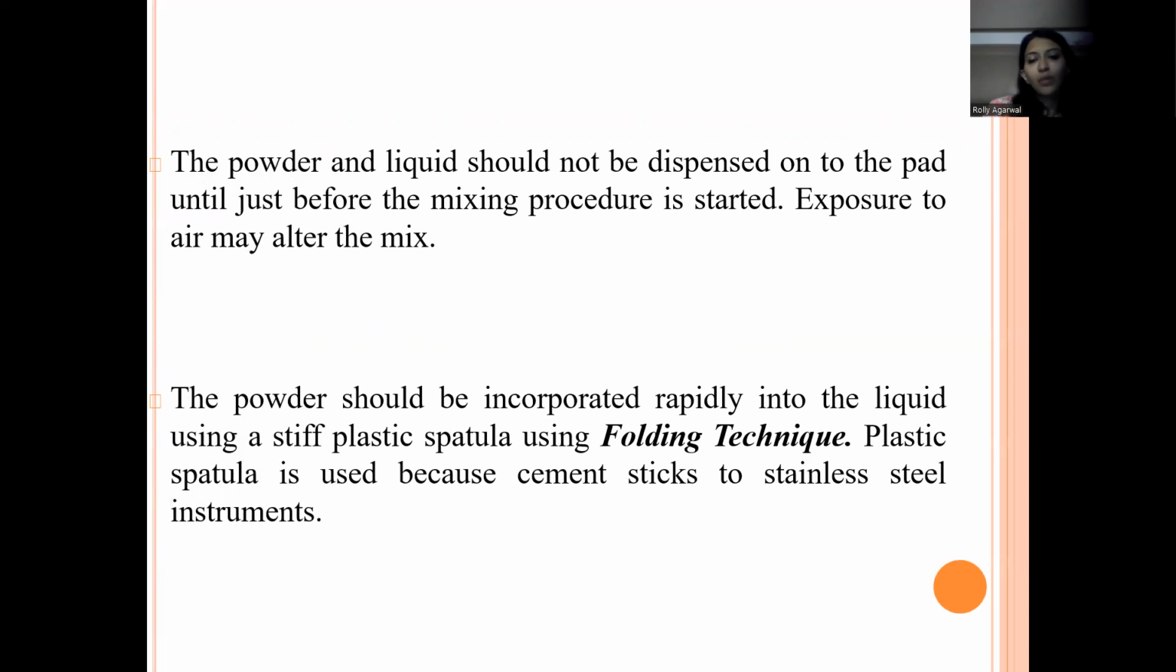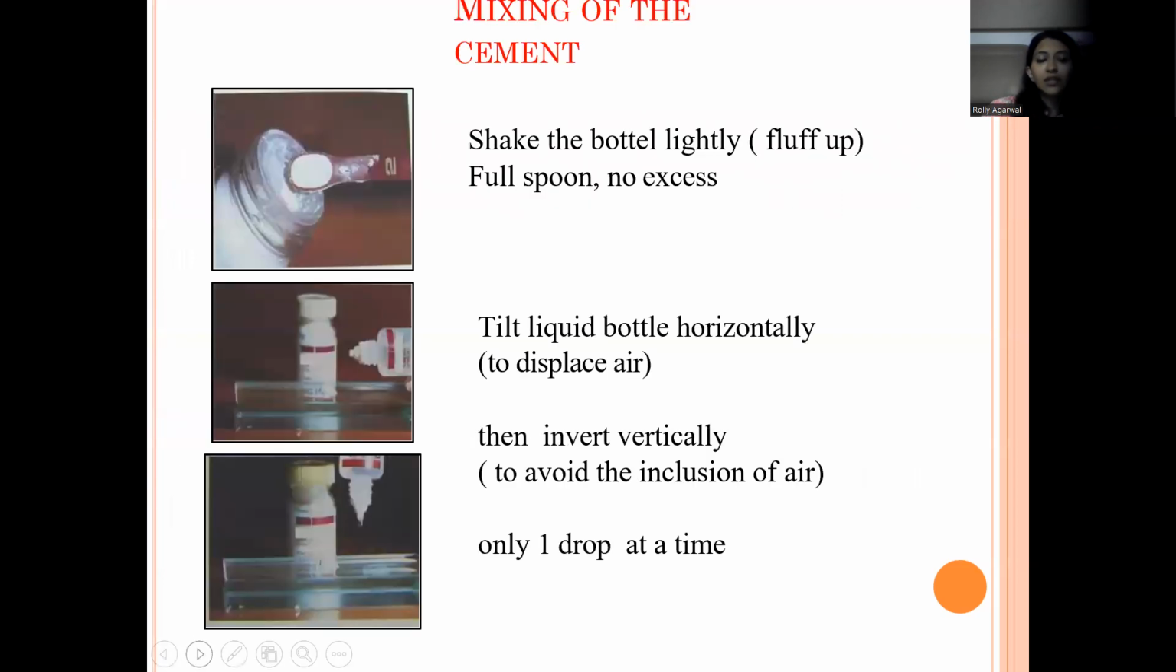The powder should be incorporated rapidly into the liquid using a stiff plastic spatula using the folding technique. Plastic spatula is used because cement sticks to the stainless steel instruments. And because of the glass particles there, it can lead to scratches on the surface of the cement spatula. So how it is to be done, shake the bottle lightly so that all the phases are uniformly distributed. Remove the excess, take the recommended powder liquid ratio to prevent bubbles from coming into the liquid.